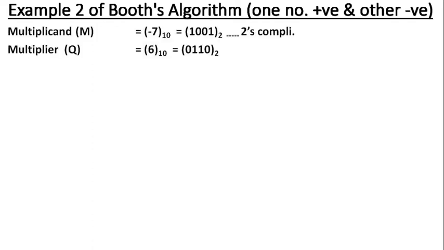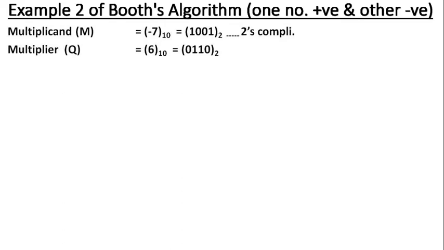So here the multiplicand M is minus 7. The multiplicand itself is a negative number, and that is equal to 1001 in 2's complement form. Every negative operand in the case of Booth's algorithm is to be represented in its 2's complement form. Whenever a number is negative, it is in 2's complement. Whenever a number is positive, it is in normal binary form.